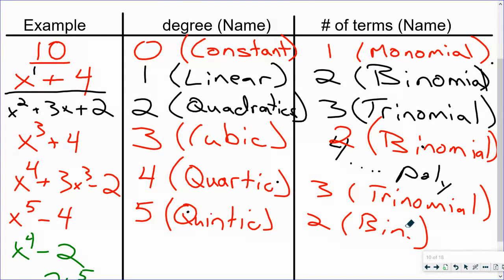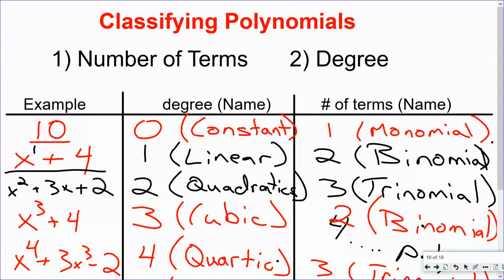Two terms, binomial. Okay, I think that's a good example of what the vocabulary was for this. I'll make sure I send you guys this one, and then I'll send you guys a couple more coming on.